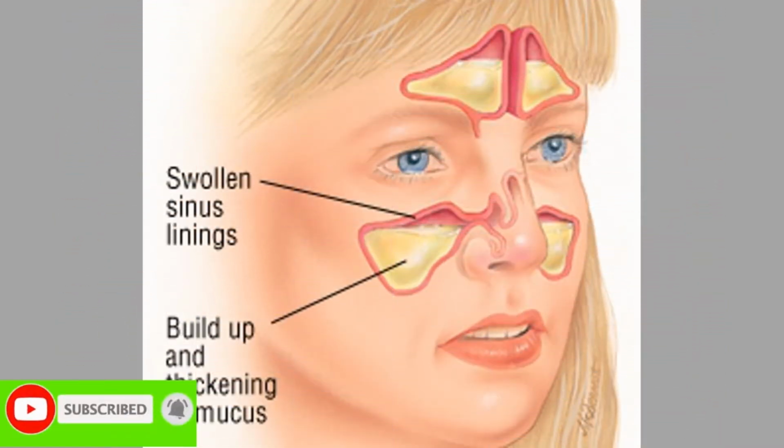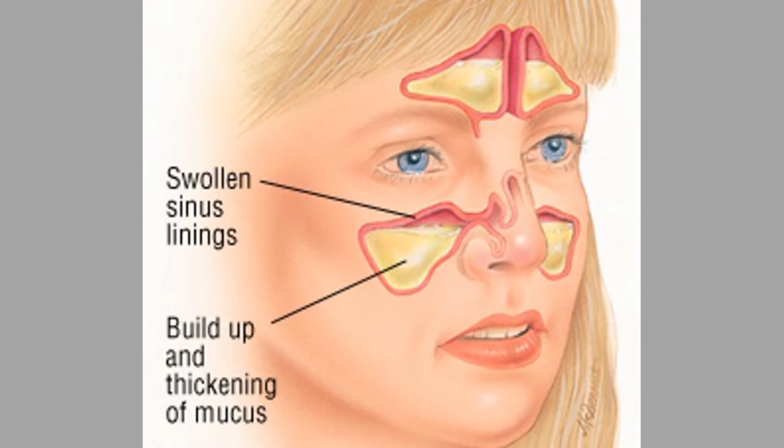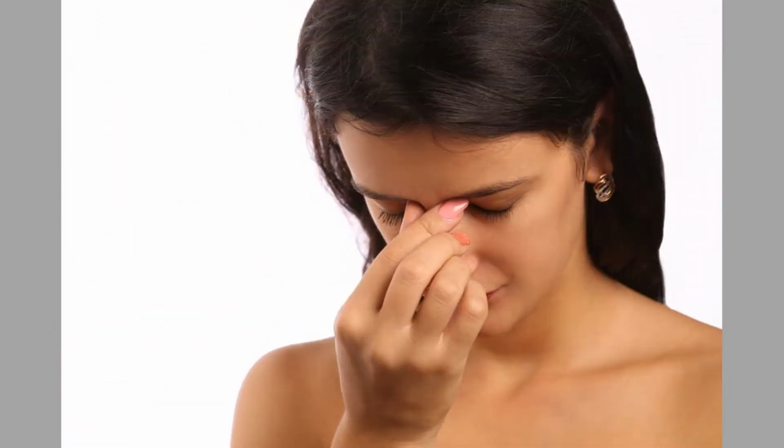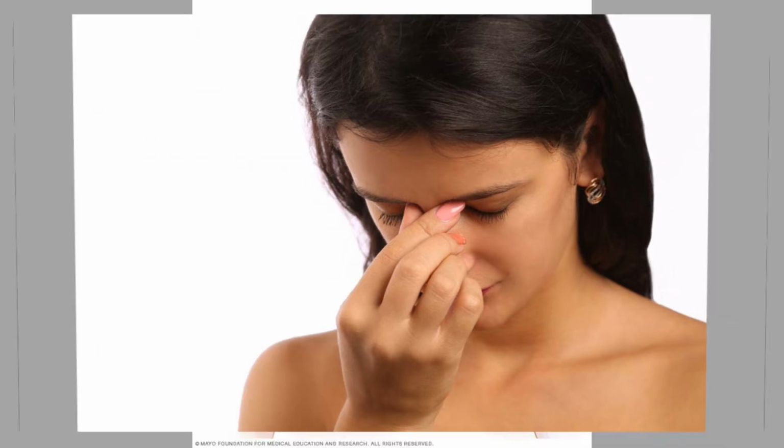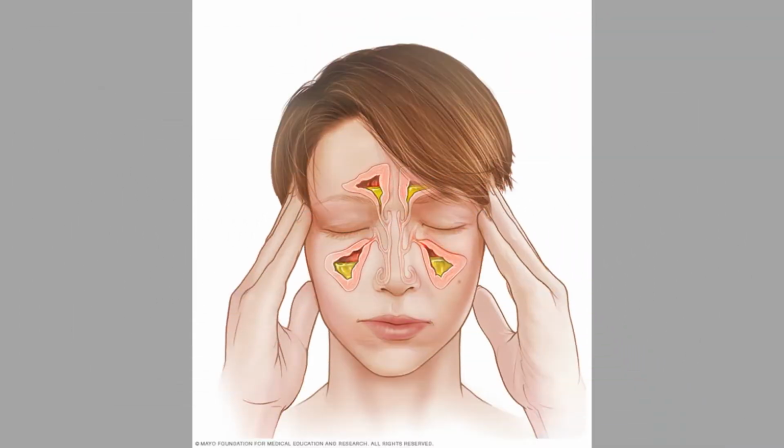Postnasal drip can leave you with a raw and itching throat. Although it may start as an annoying tickle, it can get worse. If your infection lasts for a few weeks or more, the mucus can irritate and inflame your throat as it drips, resulting in a painful sore throat and hoarse voice.